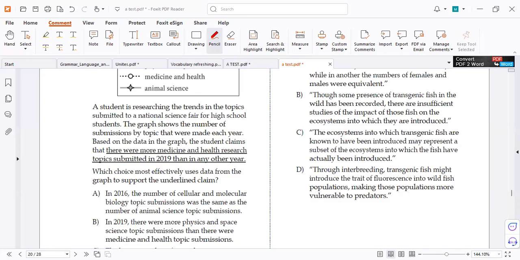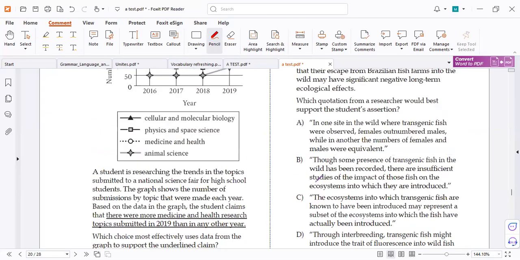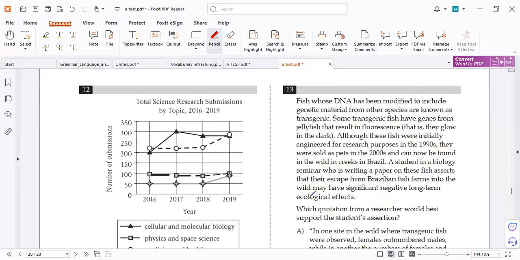Number 12. Okay. Number 12, it was D. Number 12, it's letter D. Number 13. 13, it was A. 13, letter A, wrong.